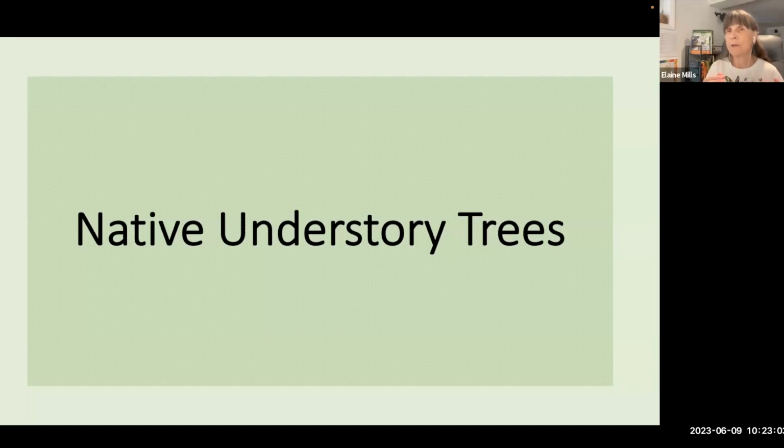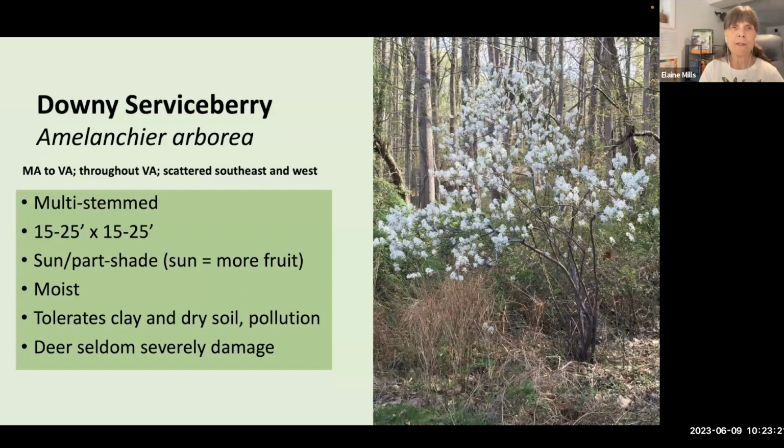These are trees that are going to range from, say, about 15 feet in height to maybe 30 feet at the most. And you can follow along on your handout. I'm going to be describing them pretty much in bloom time order. The first of these is downy serviceberry, Amelanchier arborea.